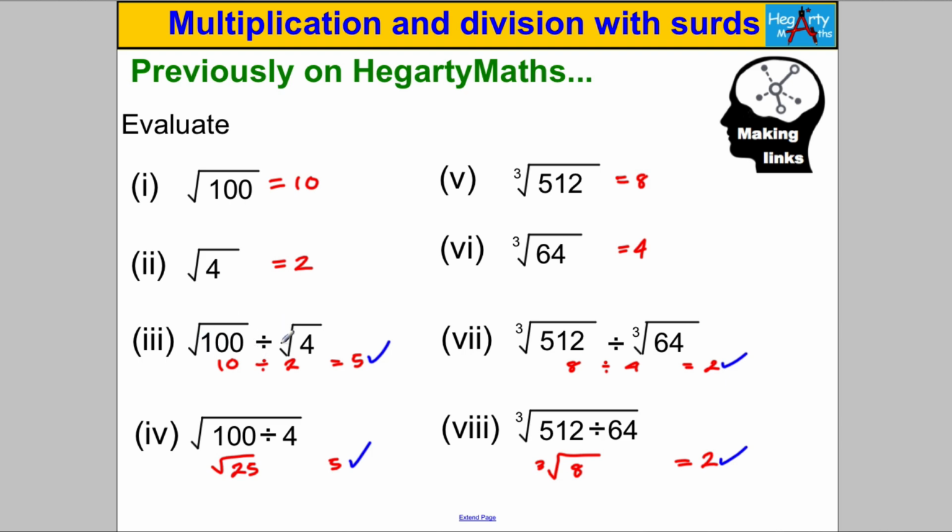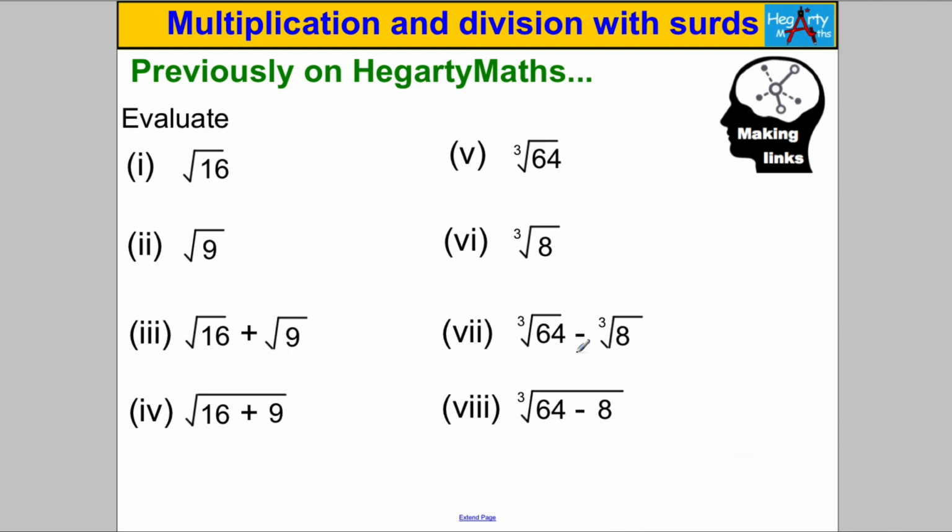If you have a square root of a number and you divide it by the square root of another number, that's the same as the square root of the two numbers divided. And the same thing applies for cube roots. Let's check if we can do this with addition. Pause the video and try and work out the following.